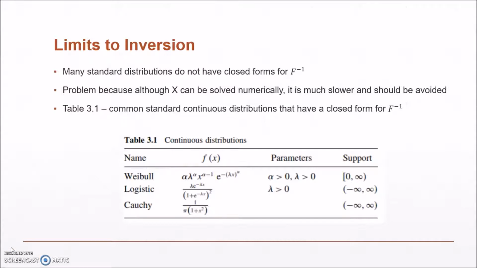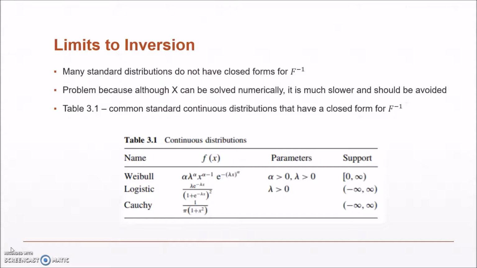Unfortunately, there are some limits to inversion, and one of these limits is that many standard distributions do not have closed forms for F inverse. Although x can be solved numerically, it's much slower and should be avoided. In table 3.1, there are some common standard continuous distributions that have closed forms of inverse CDFs, or F inverse. And we can see this below.